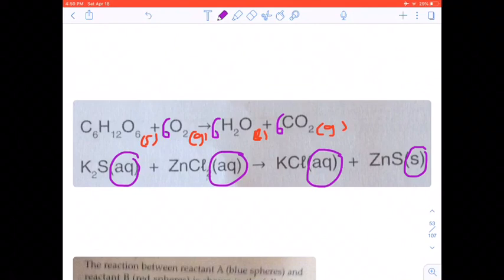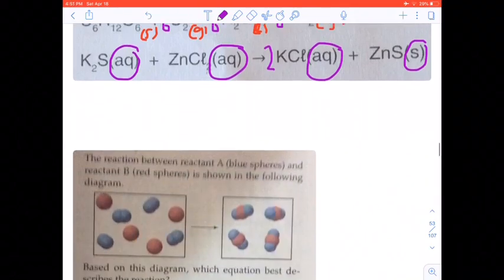If we look at the balancing, we've got 2 potassiums on the left and only 1 on the right, so we balance that, and now we got 2. So if we look at the remainder, we see 2K, 2K, 1S, 1S, 1 zinc, and that is balanced. Let's look at a different one.